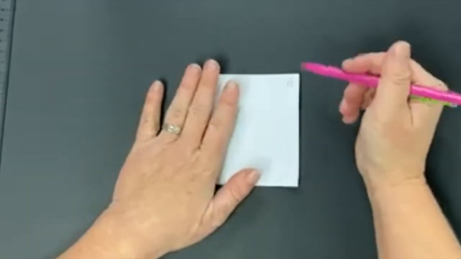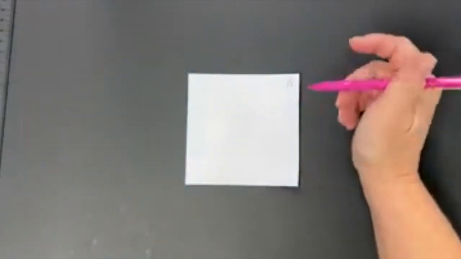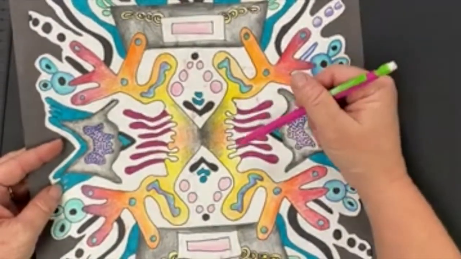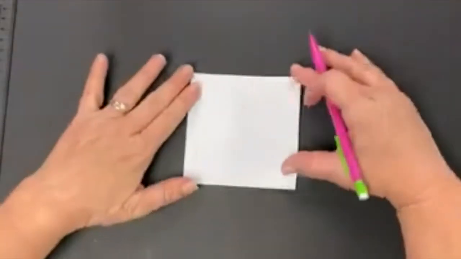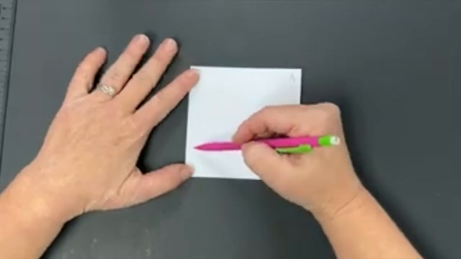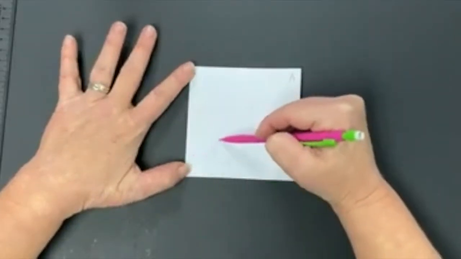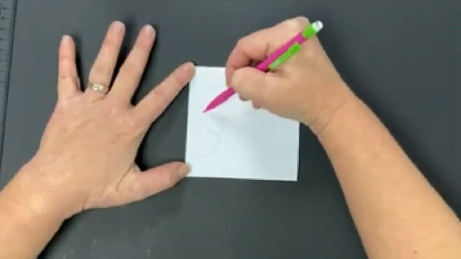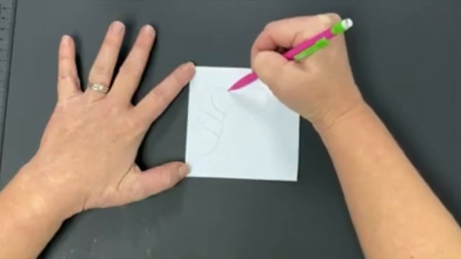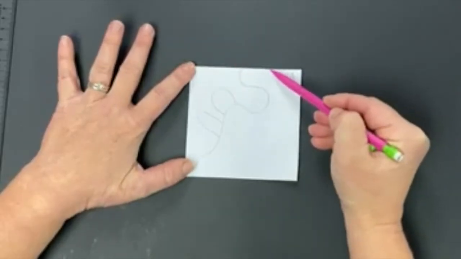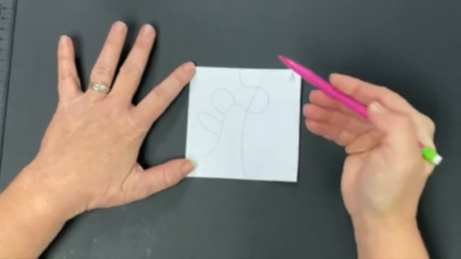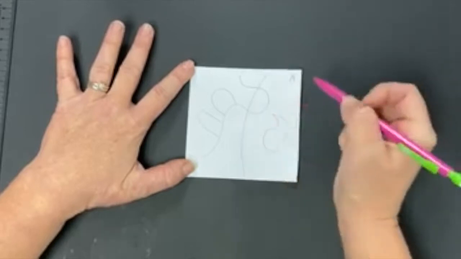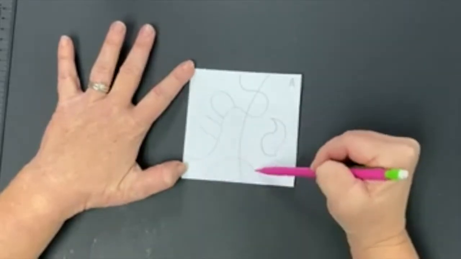Okay, now's the fun part. So you will not be able to tell what your design will turn out to be until the end, because what you're going to do is use lines and shapes and create, on this A side, a random design. You can just start out by drawing a random line, and then you can make some shapes coming off of those. You can make lines intersect. You can do floating shapes. Okay, it can be any shapes that you want.